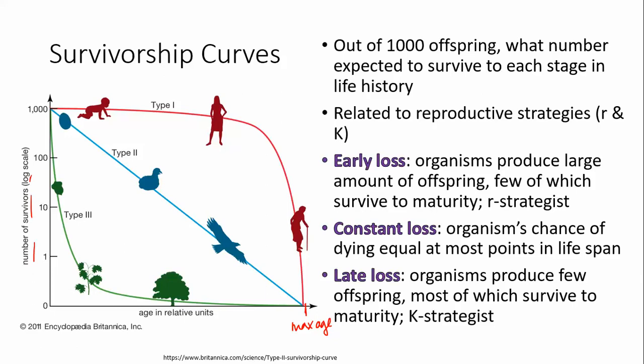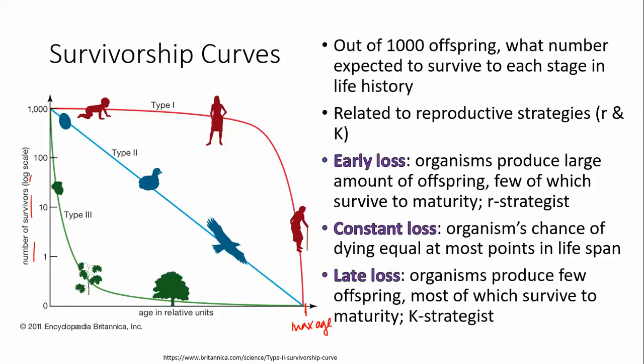For a bird, that might be 30 years. For a tree, like what you see here, that might be 200 years. It's not that we're looking at their survivorship at each year. We're looking at it at each major stage in the organism's life.